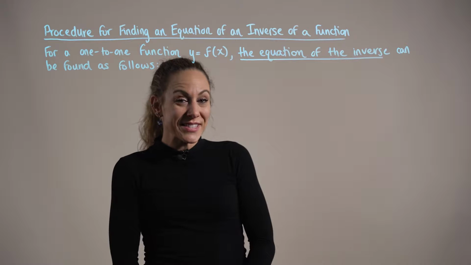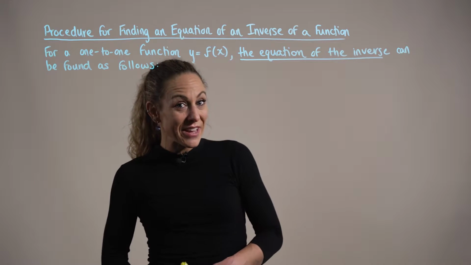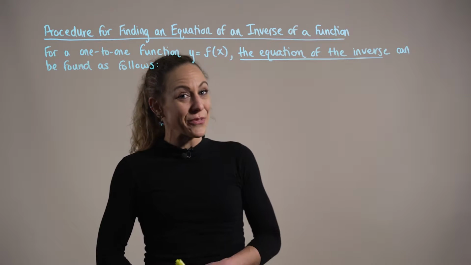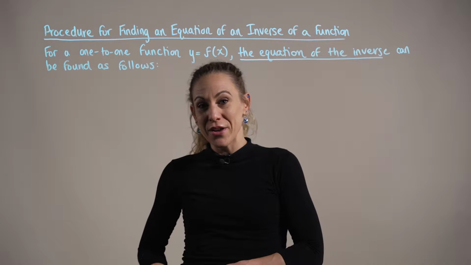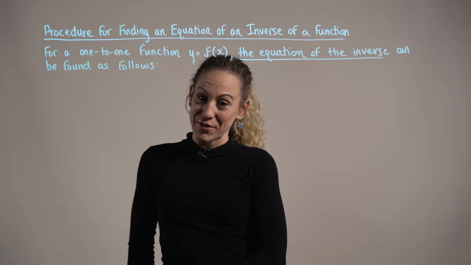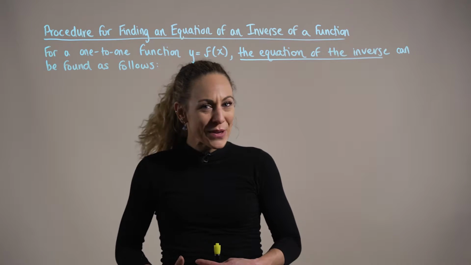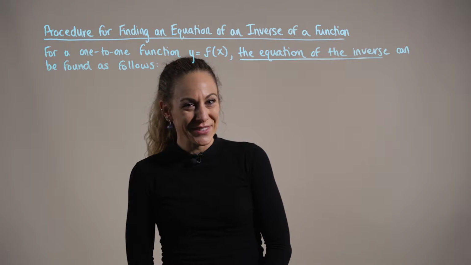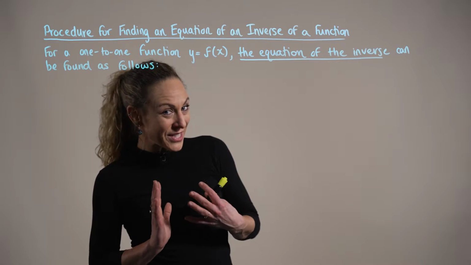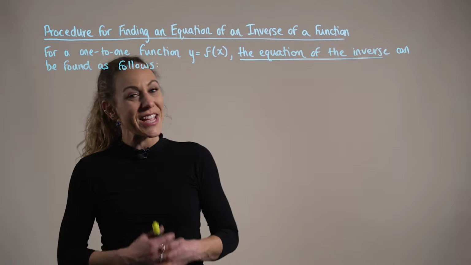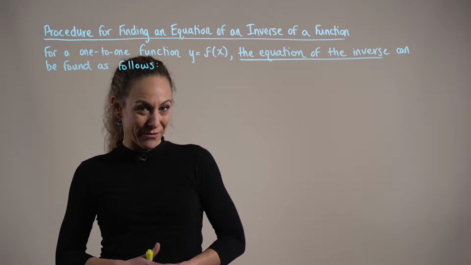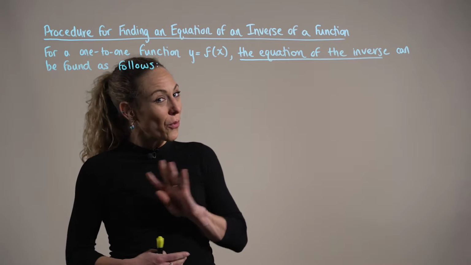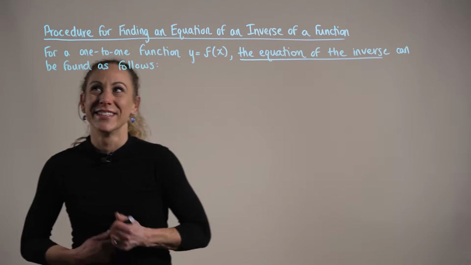So we've now seen the conditions that a function must maintain in order for an inverse to exist. We've seen the definition of the inverse of a function, but how do we find such an inverse? The following is a procedure to help us find the inverse of a one-to-one function f, and we can do this in 4 easy steps.